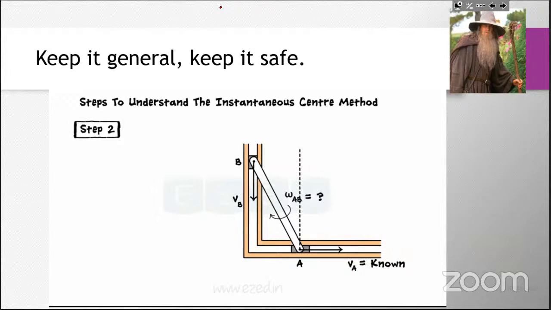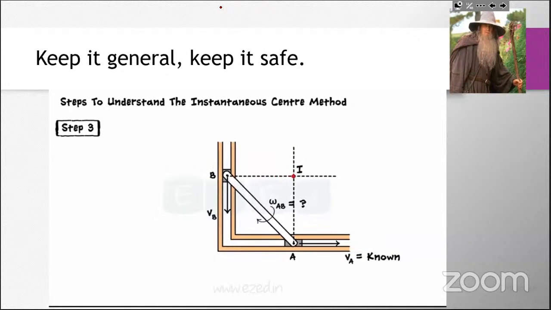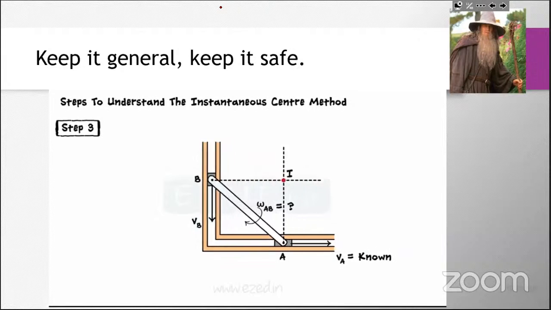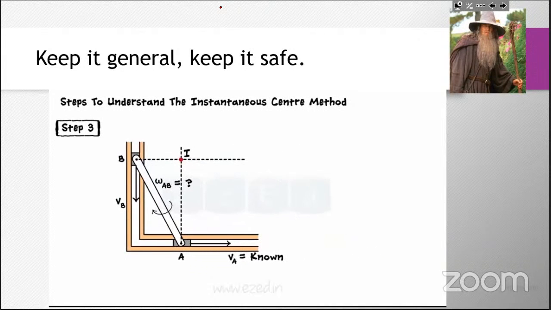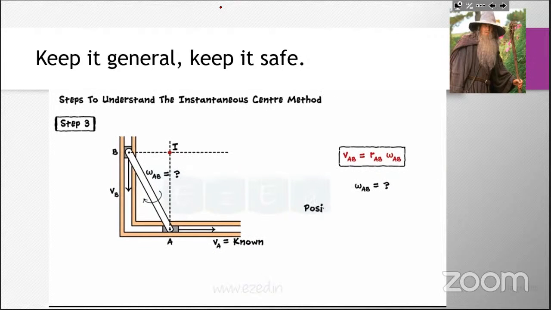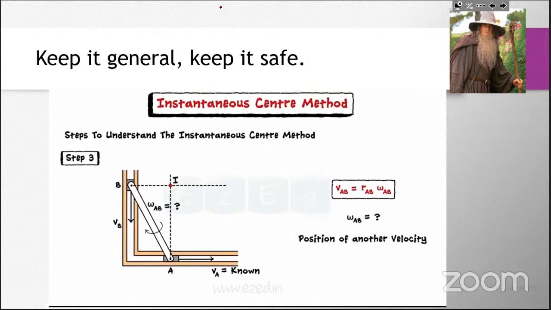Step 2. Draw the perpendicular to the direction of velocities and extend them to intersect at a point. Call the point as I. Step 3. Point I is the center of rotation of the general plane body at the given instant. On using the relation V equals R omega, the angular velocity of rod AB can be found out. Once the angular velocity is known, we can find the velocity of another point.